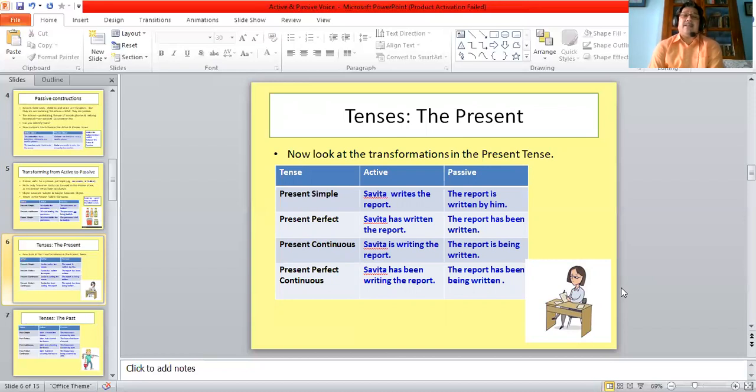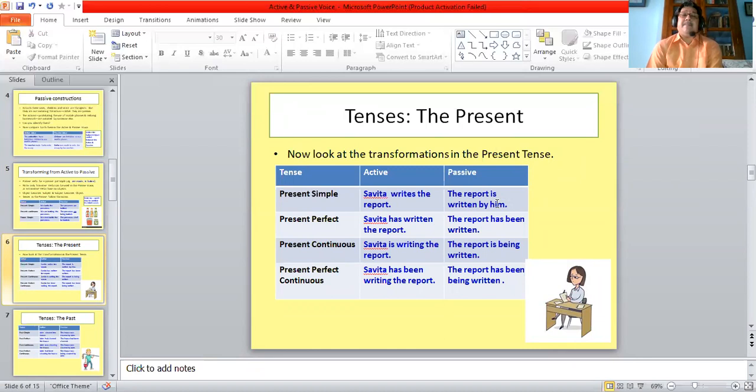Or we can omit the agent with by over here, and we can make that into the report is written. We don't need to say by her or by Savita or anything like that. We can just omit that. We can say the report is written.